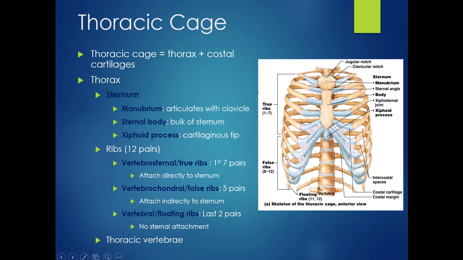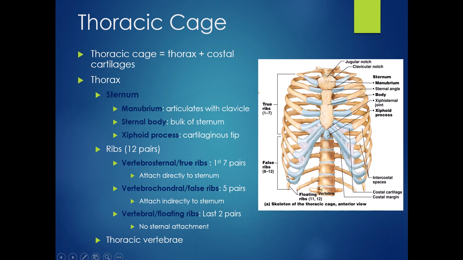We have 12 pairs of ribs for 24 total. The first 7 pairs are what we call vertebrosternal or true ribs, because they attach on the vertebrae and then directly attach, 1 rib, 1 piece of costal cartilage, attachment to the sternum. So a direct connection to the sternum.